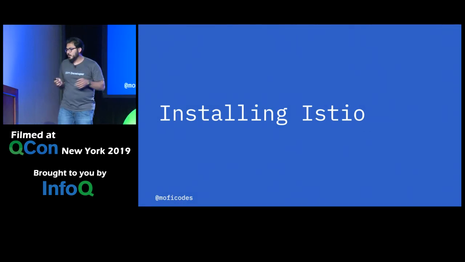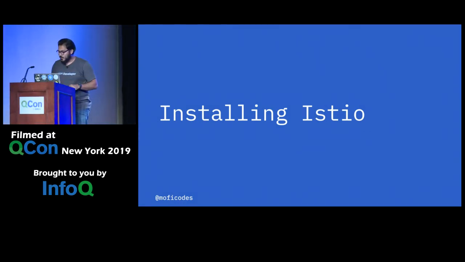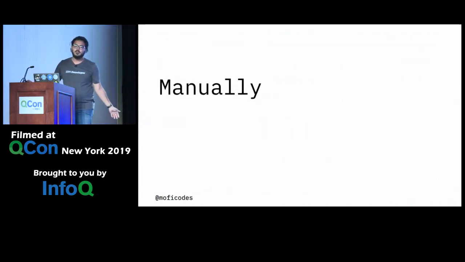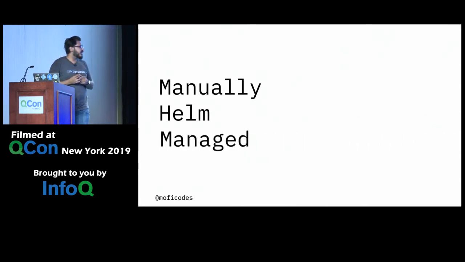Before we talk about anything else in the demo, we're going to first install Istio. If you want to install Istio, you have a couple of options. Number 1 is manually installing Istio by installing the CRDs. And number 2 is using a Helm chart. If you're using Helm, you can easily install Istio in your cluster using the Helm chart. And finally, the managed Istio.